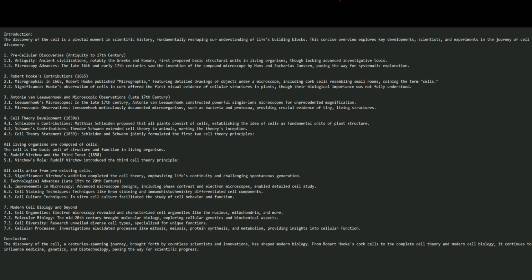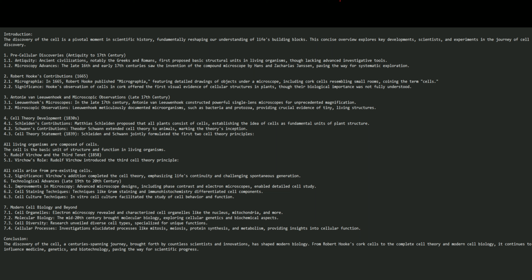Micrographia. In 1665, Robert Hooke, an English scientist, published Micrographia, a groundbreaking work that included detailed drawings and descriptions of various objects observed under a microscope. One of the key observations was of thin slices of cork, which he referred to as cells based on their resemblance to small rooms or cells in a monastery. Significance. Hooke's discovery of cells in cork provided the first visual evidence of cellular structures in plants. However, he did not fully comprehend the biological importance of his findings at the time.